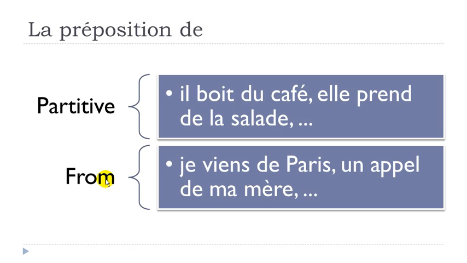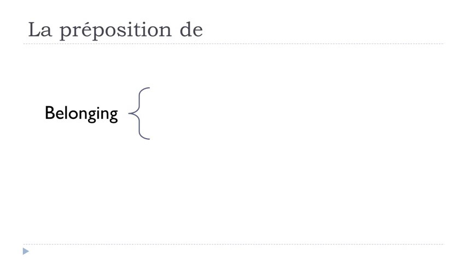Okay, so a few examples. Je viens de Paris. Venir is to come. I come from Paris. Okay, so in that case, really this de would be translated with from. Okay, un appel, so appel is a call, de ma mère, from my mother. Okay, so it's exactly this from concept in English. Okay, so let's see now another possibility.